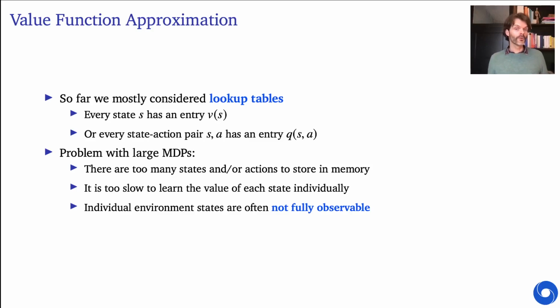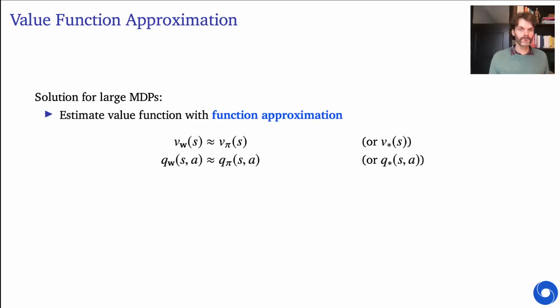In addition to those two points, individual environment states are often not fully observable. The environment might not just be big, it might also not be fully observable from your observation stream. So we need to somehow infer what's going on, or at least up to the point where we can make meaningful predictions or pick meaningful actions.